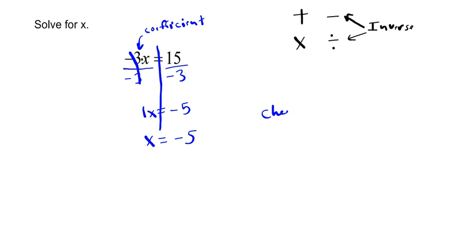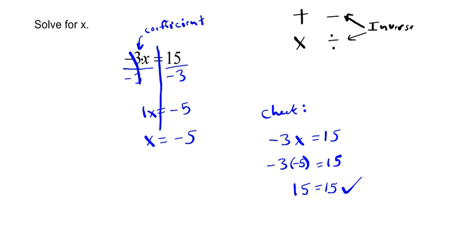Remember, you need to check your answer now. And to check, we rewrite the problem. -3x equals 15. Substitute what you believe x is now equal to in for x into your check. -3 times -5 equals 15. A negative times a negative we know is a positive. 3 times 5 is 15. So we end up with 15 equals 15, which tells us that our answer is correct. Again, we used division to undo our multiplication.